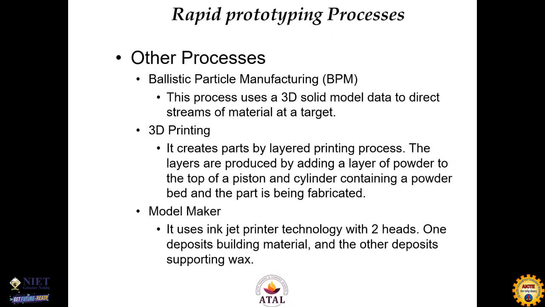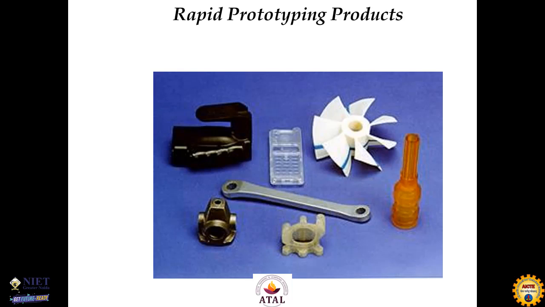There are other rapid prototyping processes available, like ballistic particle manufacturing. The process uses 3D model data to direct streams of material at a target. 3D printing creates parts by a layer printing process. The layers are produced by adding a layer of powder to the top of a piston and a cylinder containing a powder bed, and the part is being fabricated. Model maker used inkjet printer technology with two heads, one depositing building material and the other depositing support material. But these are some RP processes. As you can see, there are some parts of rapid prototyping products. This is all about the different types of processes and different technologies available nowadays for additive manufacturing.